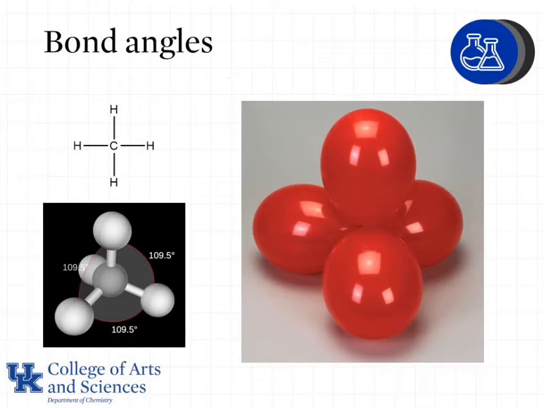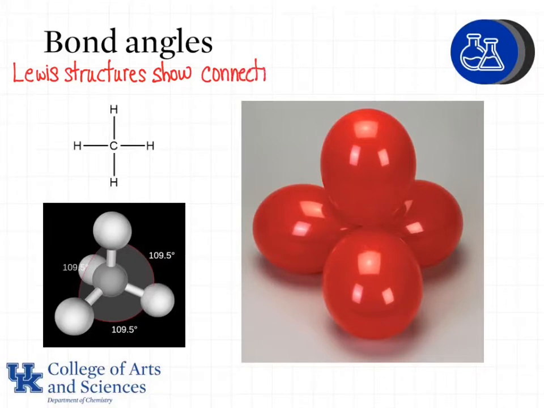It's a little more challenging when we look at tetrahedral molecules. Remember that Lewis structures show us how atoms are connected to one another. They don't show us the geometry. A common error is for students to look at a Lewis structure of CH4 and think that it has 90-degree angles because of the way it's drawn, but that just shows us the connectivity. When we actually look at tetrahedral molecules, as you can see pictured here, the bond angle is 109.5.